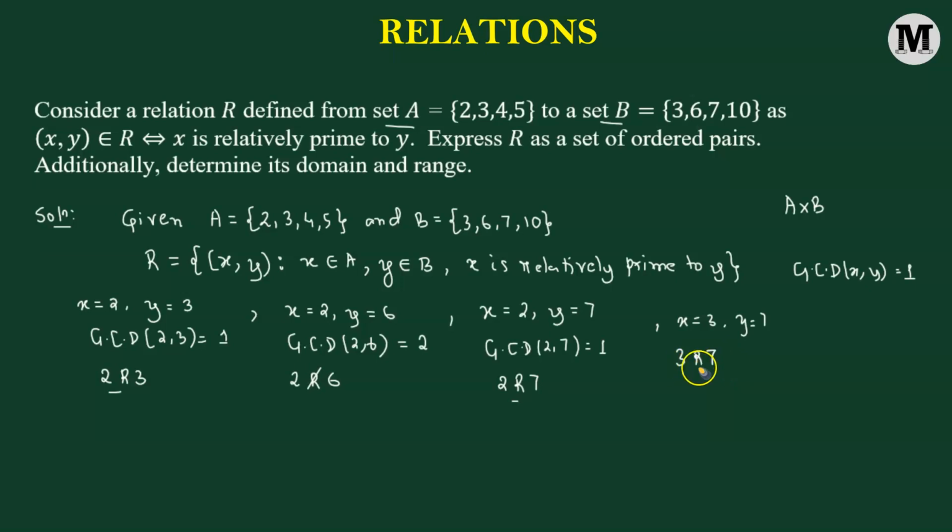The greatest common divisor of 3 and 7 is only going to be equal to 1. Next, can we pick up 3 and 10? Definitely, we can also pick up 3 and 10. 3 and 10 is also going to be a possibility.